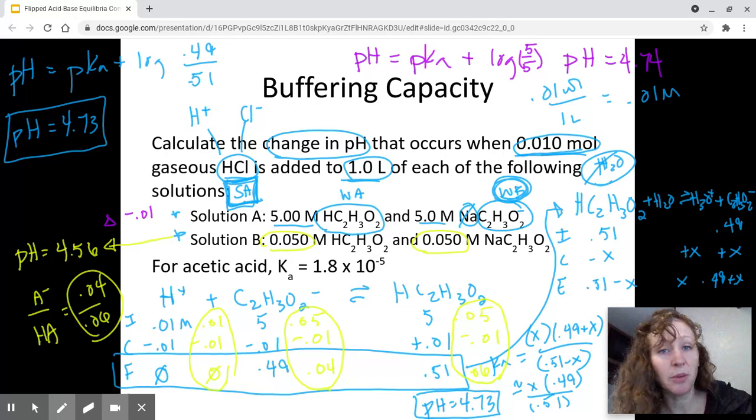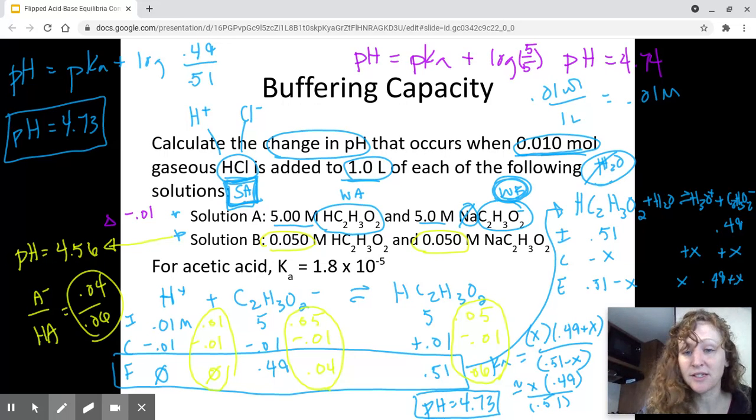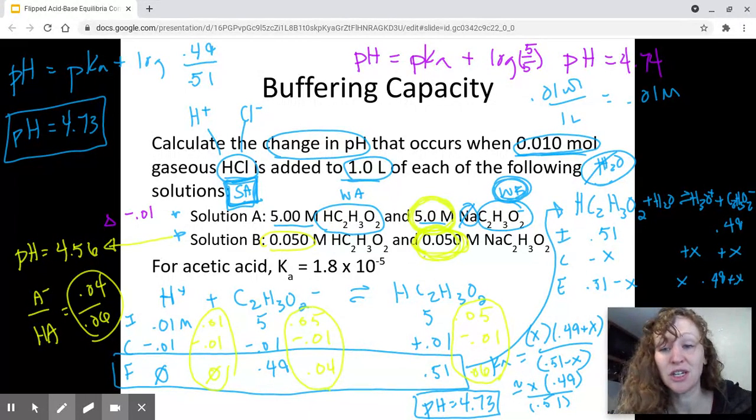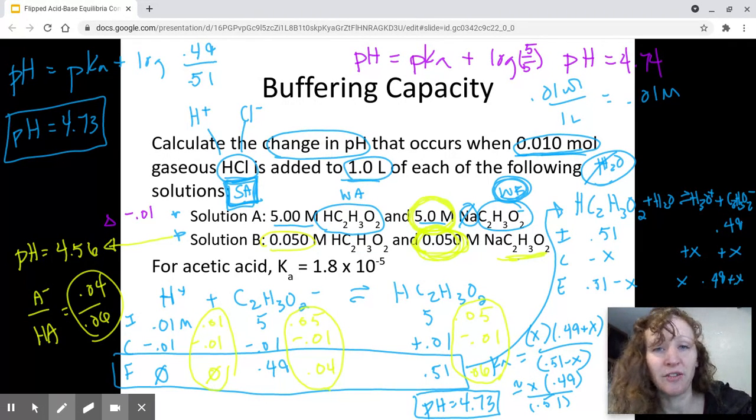So buffer capacity matters. With a smaller capacity, you're going to get more dramatic pH changes. You're also going to be able to break that buffer more easily. Notice in solution A, we would have had to add 5 moles of acid to that 1 liter. In solution B, we only have to add 0.05 moles of acid until that conjugate base is completely used up and gone, and we no longer have a buffer. So buffer capacity matters. It does make a difference.